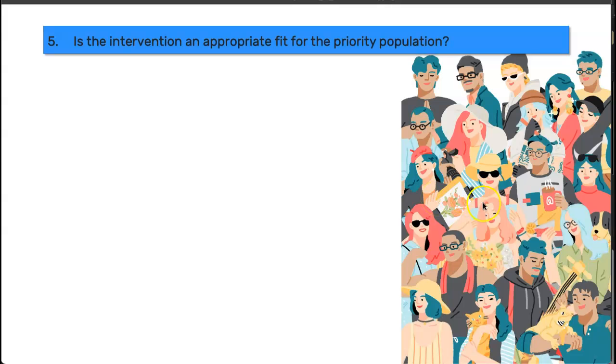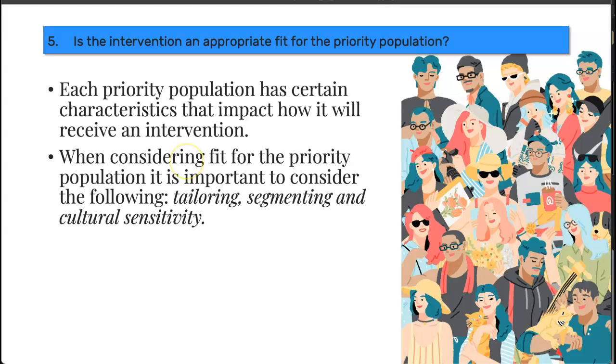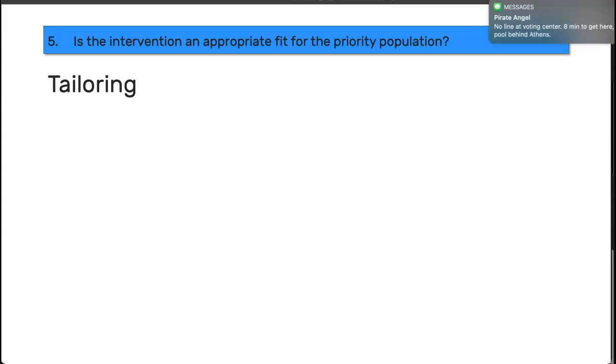Okay, step 5. Is the intervention an appropriate fit for the priority population? Each priority population has certain characteristics that impact how well it's going to receive an intervention. And when you're thinking about how good of a fit it's going to be, there are 3 things you might want to think about: tailoring, segmenting, and cultural sensitivity. And actually, we talk a lot more about these next week when we go into more detail on one particular intervention approach, which is social marketing. But we'll just briefly mention the terminology here.